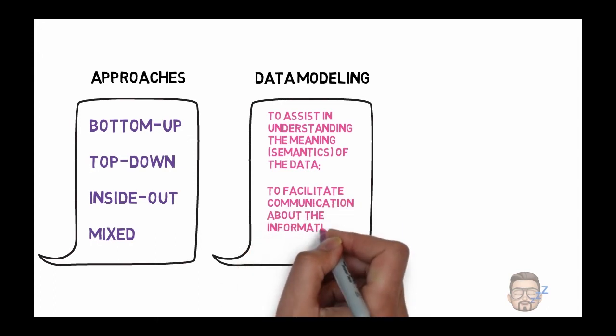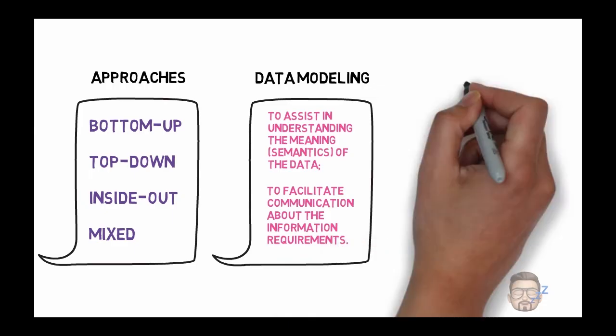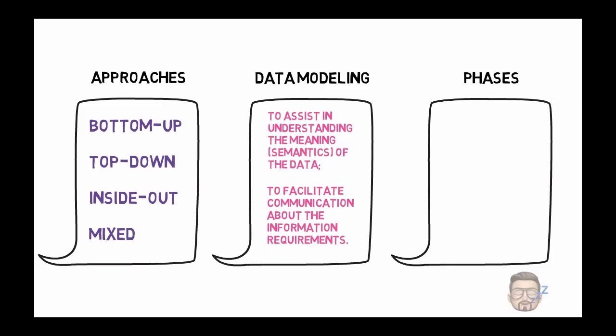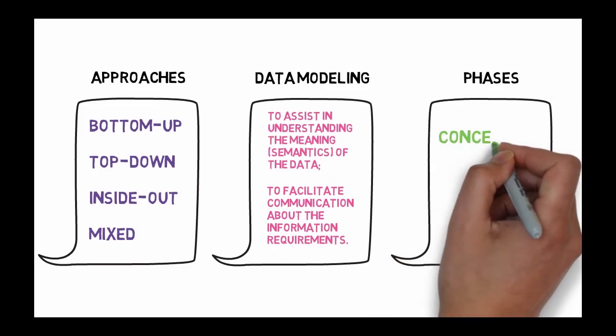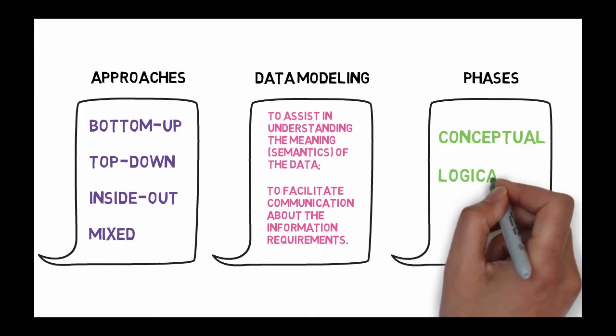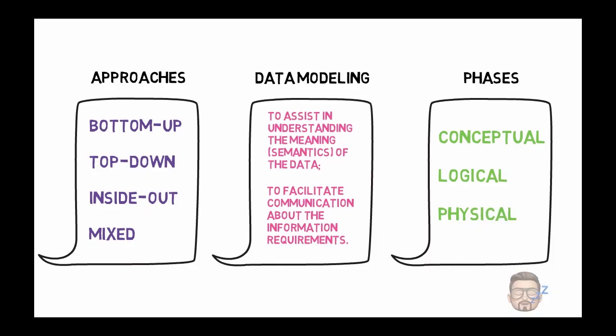Data modeling is used to assist in understanding the meaning of the data and to facilitate communication about information requirements. There are three phases in database design. The first one is conceptual database design, followed by logical database design and physical database design. We will describe one by one after this.